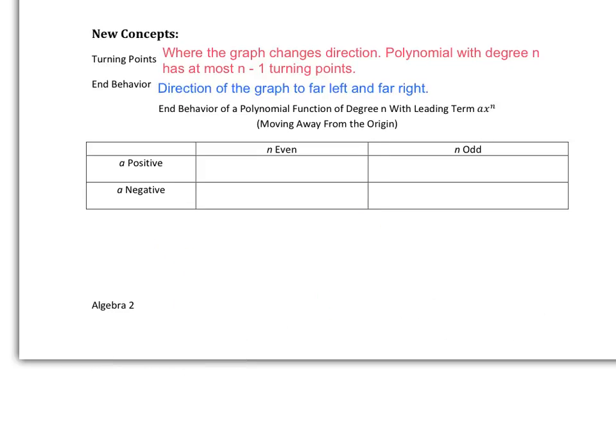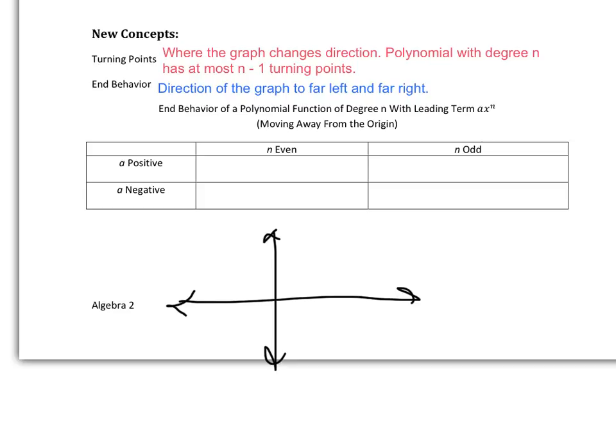All right, let's define end behavior. The direction of the graph to far left and far right. Okay, and let's talk about what that means. We're going to look at some visuals, but we're also going to fill out this table below. So it says end behavior of a polynomial function of degree n with leading term a x to the n. And so this talks about moving away from the origin. So here is my xy axis.